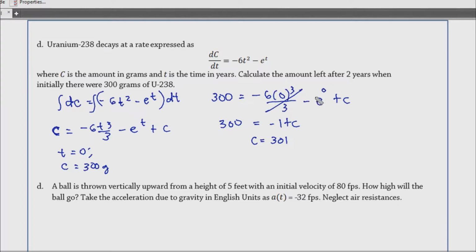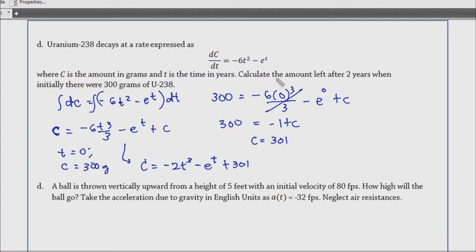So, remember, e raised to 0 is actually equal to 1. And then, this one's negative, so magiging positive siya upon transposing. Now, your particular solution would be, gawin natin itong negative 2, c is equal to negative 2t cubed minus e raised to t plus 301. So, this is your particular solution.